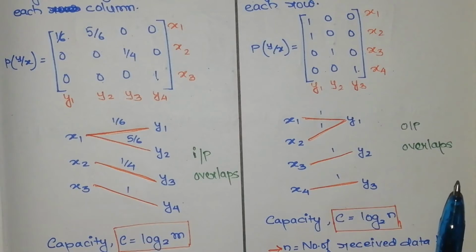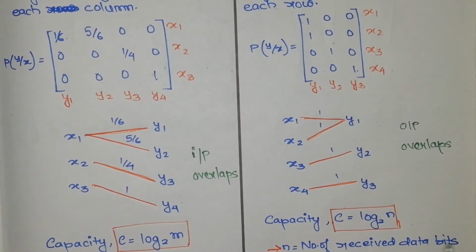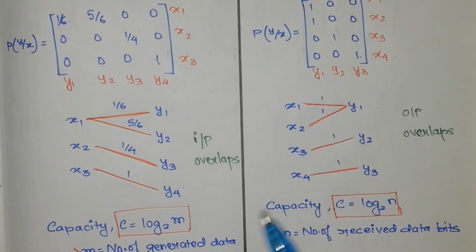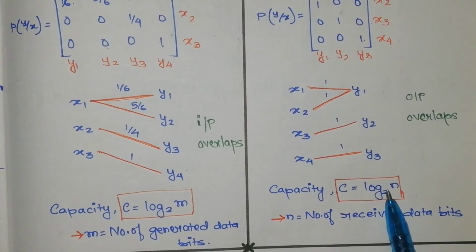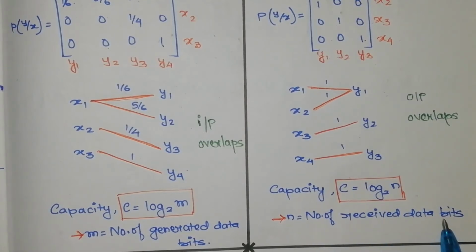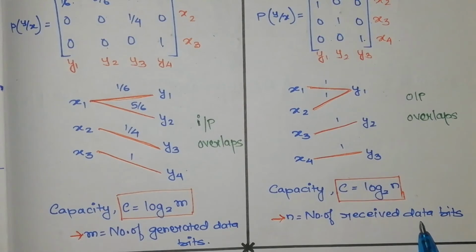So you can make a comparative study and this will be easy to remember. The capacity of the deterministic channel will be defined as log of n base 2, where n is the number of received data bits. Again you can make another point for the comparison. The lossless channel has the capacity of log of generated data bits, but the deterministic channel has the capacity of log of received data bits.